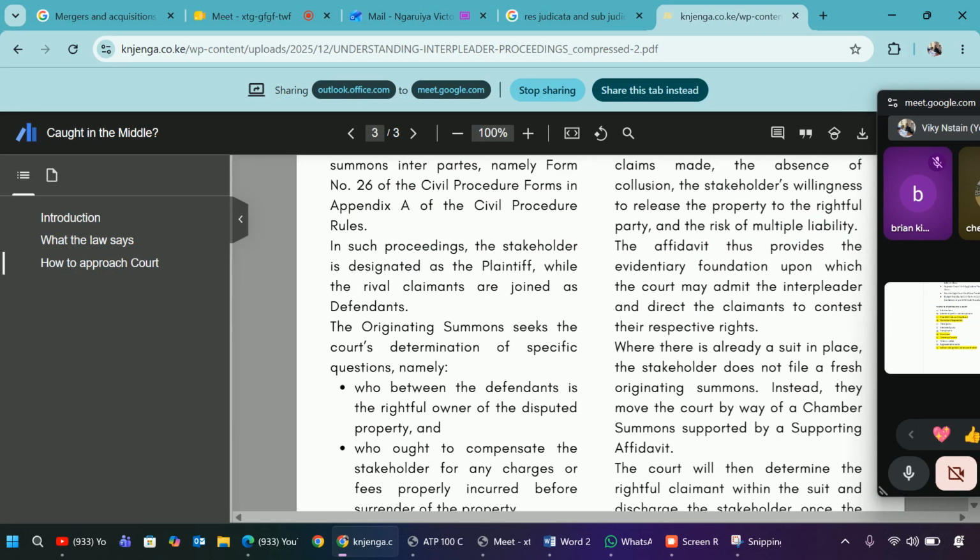Okay? Where there is already a suit in place. Remember, if there is no suit, you approach through originating summons. Instead, the stakeholder does not file a fresh originating summons. Instead, they move the court by way of a chamber summons supported by a supporting affidavit. So this is where the examiner will be keen. You have been told there is a suit, and you still go using originating summons.